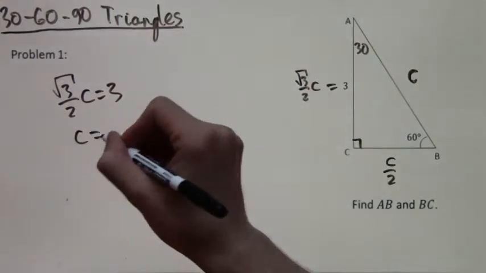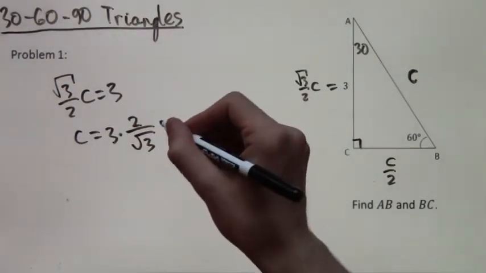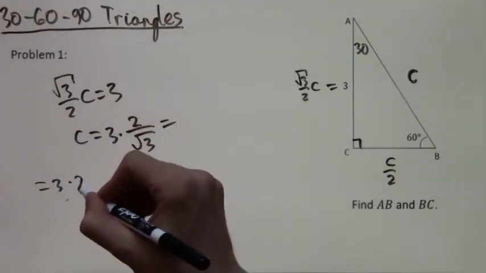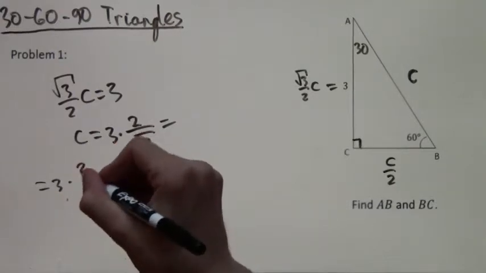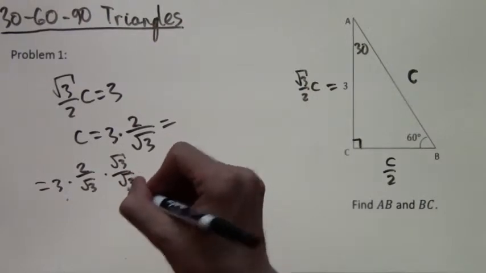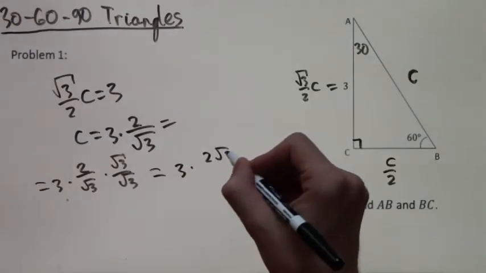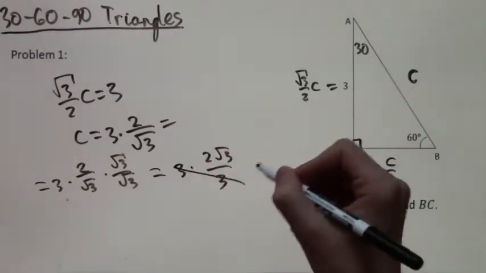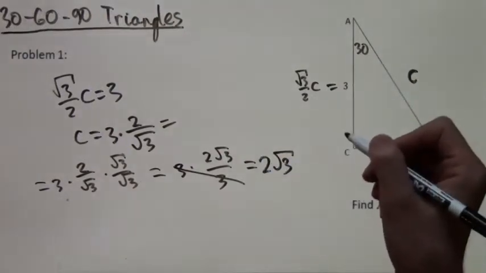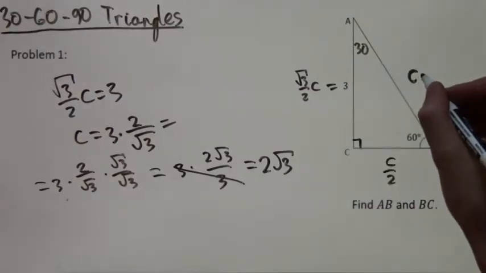So we solve for c because we have root 3 over 2 c equals 3. And we get c equals 3 times 2 over root 3, but we would like to rationalize the denominator. So we multiply by root 3 over root 3, which is the same as multiplying by 1, which doesn't change anything. This changes our fraction to 2 root 3 over 3. And in the end, after we're done calculating, we get c equals 2 root 3. That tells us the length of the hypotenuse.